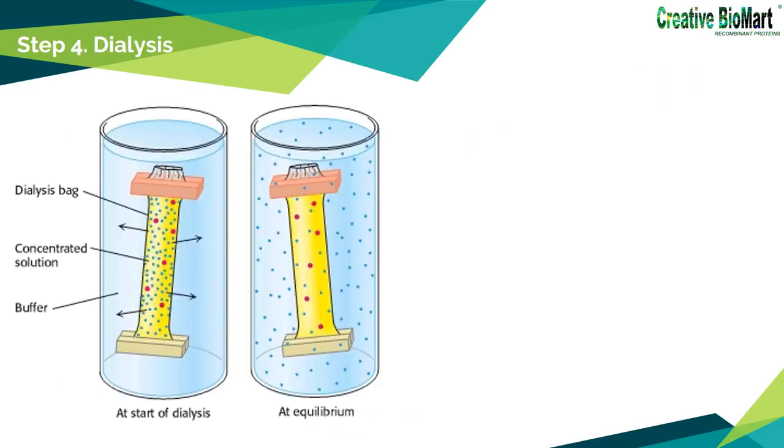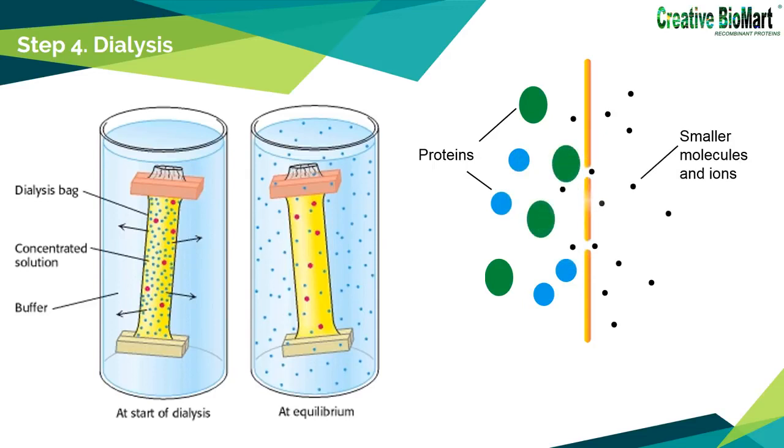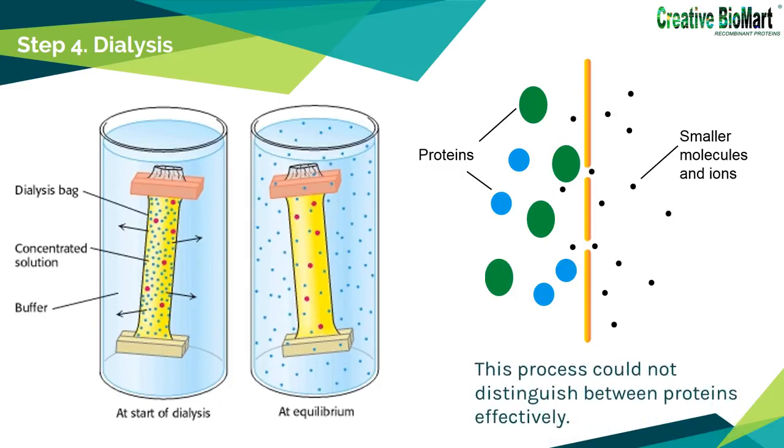Dialysis can be used to remove the salt in the above step. Proteins can be separated from small molecules by dialysis through a semi-permeable membrane, such as a cellulose membrane with pores. Proteins have greater dimensions than the pore diameter and are retained inside the dialysis bag, whereas smaller molecules and ions traverse outside the bag through the pores. However, this process cannot distinguish between proteins effectively.